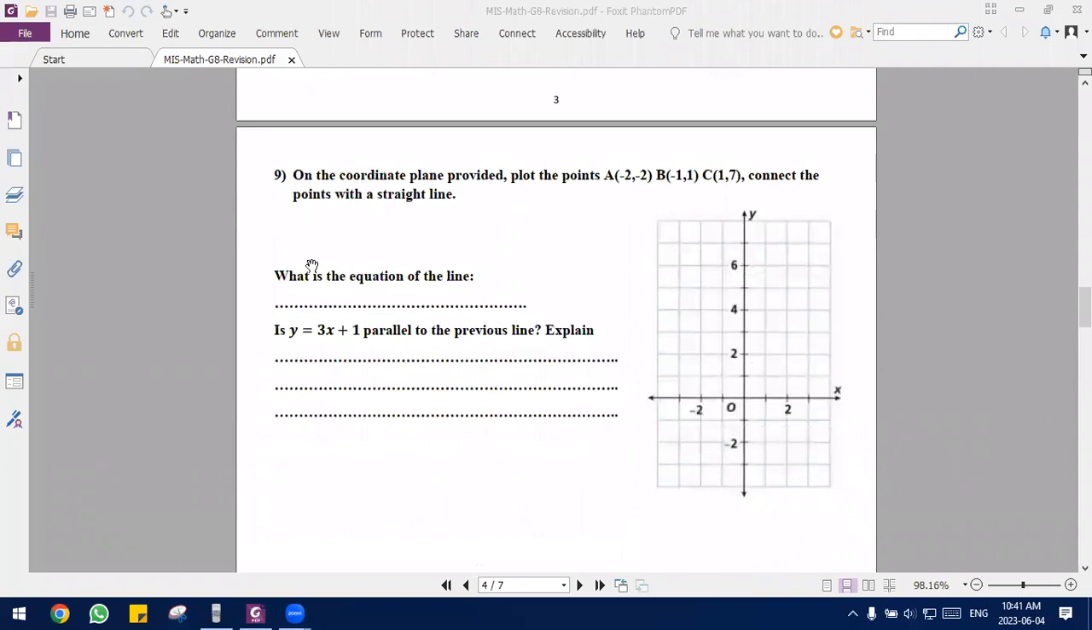Now, question 9. On the coordinate plane provided, plot the points A, B and C. Connect the points with a straight line. Okay. So the first point, minus 2, minus 2. We start with x first. Minus 2, minus 2 is here. Then B is minus 1, 1. X is minus 1. Y is 1. C: x is 1. Y is 7. And the question says connect them with a straight line.